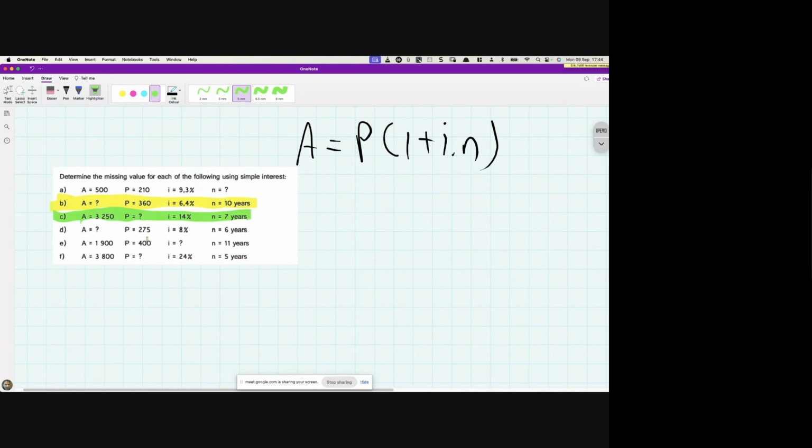So remember, the formula is different now. There's no N floating in the sky. This is simple interest, where we only get interest on the original. What is A going to be? Now, what was I? It's 6.4. So it's 0.064 or 6.4 over 100. And what's it times by? It times by 10. So what's the A value going to be? What are you guys and girls getting for that A value?